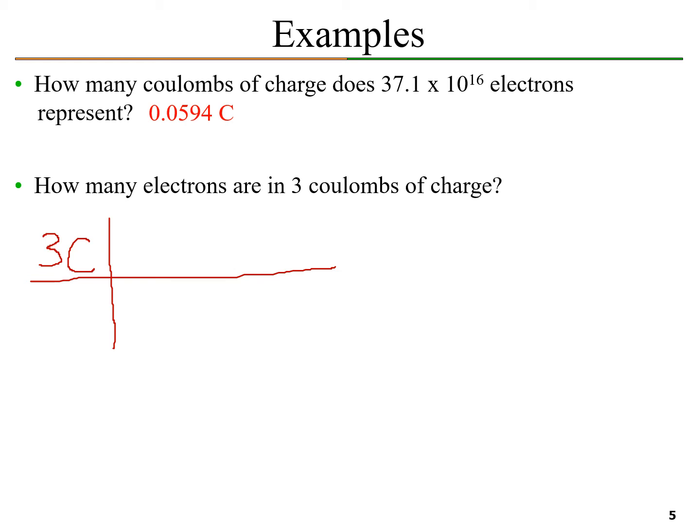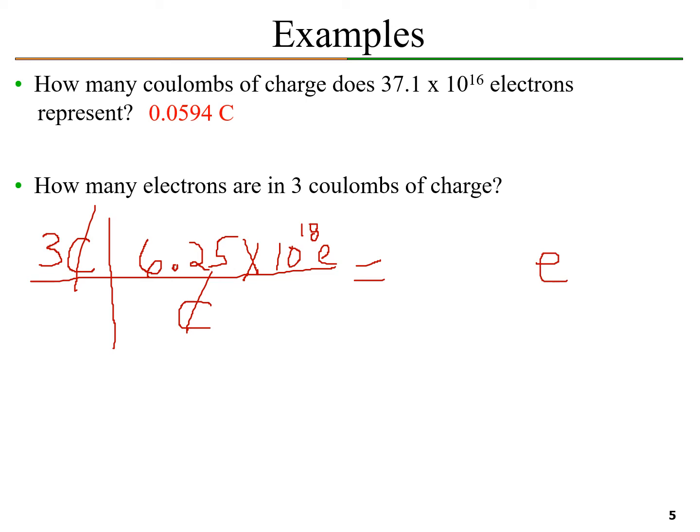Okay, so we're going to use our same conversion factor, but this time we need this 6.25 times 10 to the power 18 electrons in the numerator. So 6.25 times 10 to the power 18 electrons per coulomb. We see that coulombs cancels out. The units we're left with is electrons.